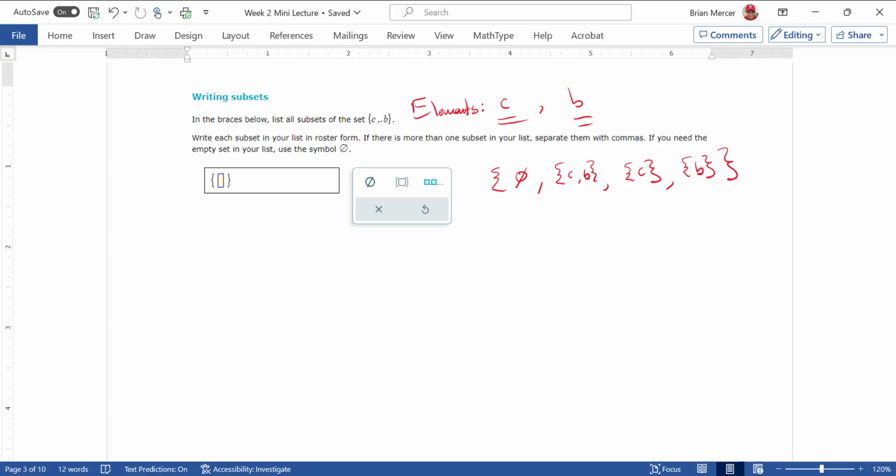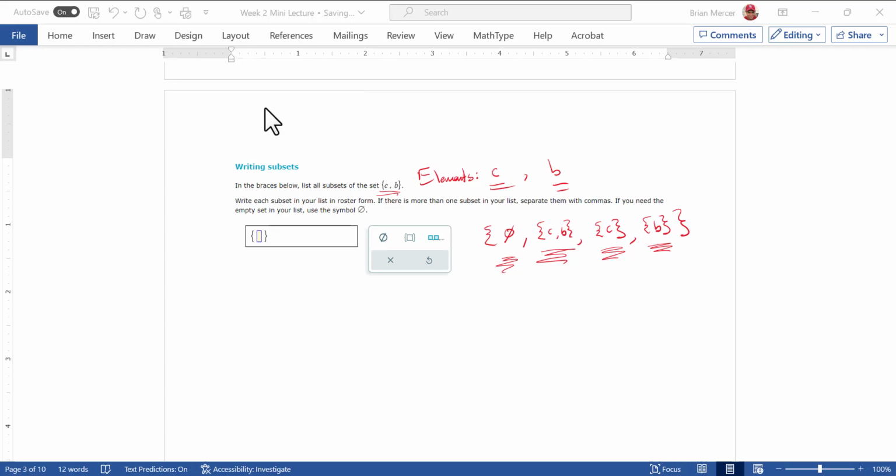When you're looking at any set, remember that this empty set is always a subset, and you don't put curly braces around the empty set when you're talking about a set. You put curly braces around the original set, you put curly braces around each combination of subsets. Something else to point out, the original set has 2 elements. So subsets with 2 elements would just be the original set. That's the set containing C and B.